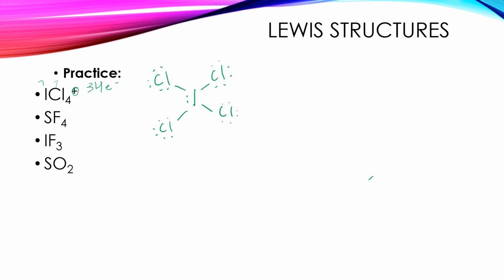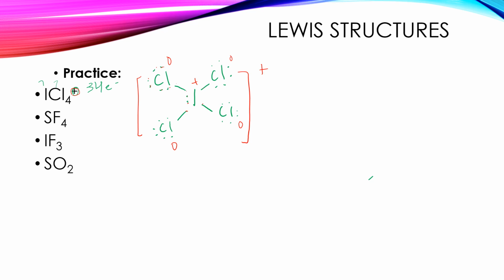So we can check our formal charges. Chlorine normally has 7. In all of these chlorines, it also has 7, so those all have formal charges of 0. Iodine normally has 7. Here it has 1, 2, 3, 4, 5, 6, which is a formal charge of plus 1, which is why this whole thing has a plus 1 charge. All my other formal charges are 0, so that's the most stable Lewis structure for that. I don't need to change anything.